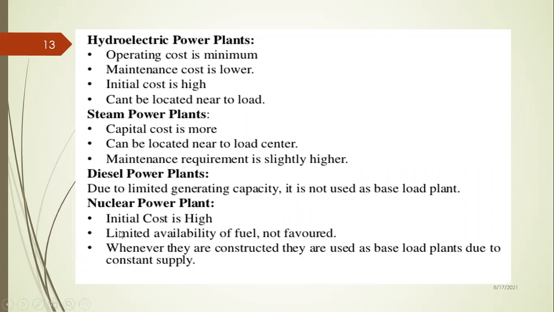Next is a nuclear power plant. Its initial cost is high because of the fuel, that is uranium. The uranium that is used as a fuel is very much costly. So its initial cost is high, and there is limited availability of fuel. Whenever they are constructed, they are used as baseload plants due to the constant supply. But the number of nuclear power plants is very less in our country. But where they are installed, they are used as baseload plants.